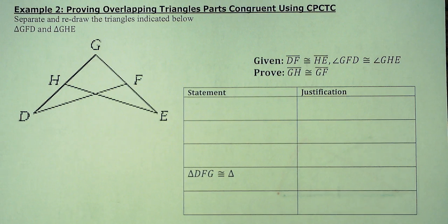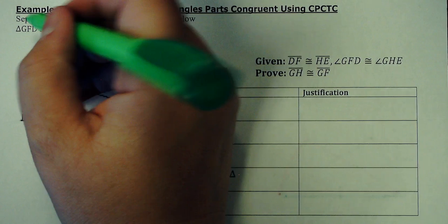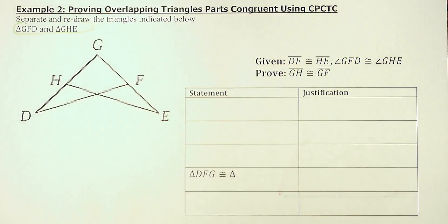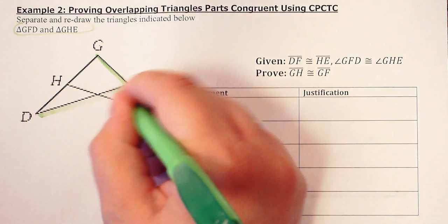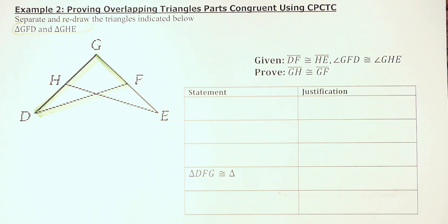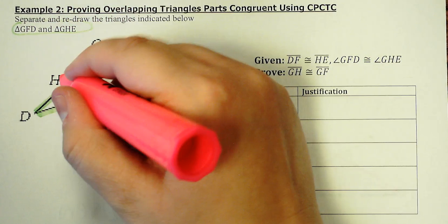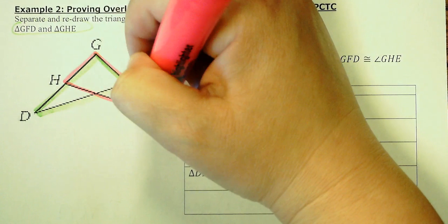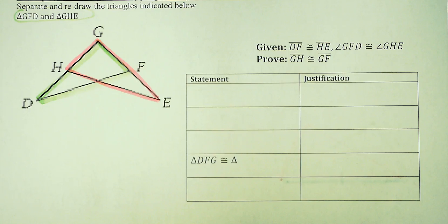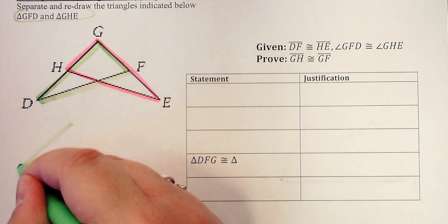Okay, so on the front side we were just proving two overlapping triangles congruent. On the back we're going to have an extra step to each proof because we're going to prove either a segment or set of segments or a set of angles are congruent, but the same as the front. Make sure you separate and redraw the two triangles. So GFD is this guy here, and then we have GHE here. Okay, so it doesn't have to be perfect, but just kind of somewhere below here.